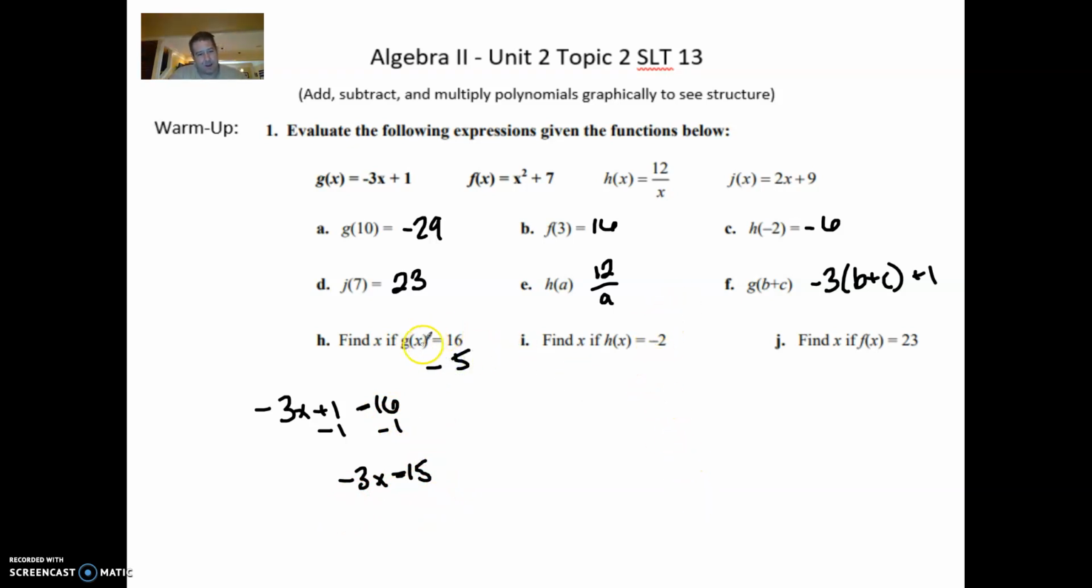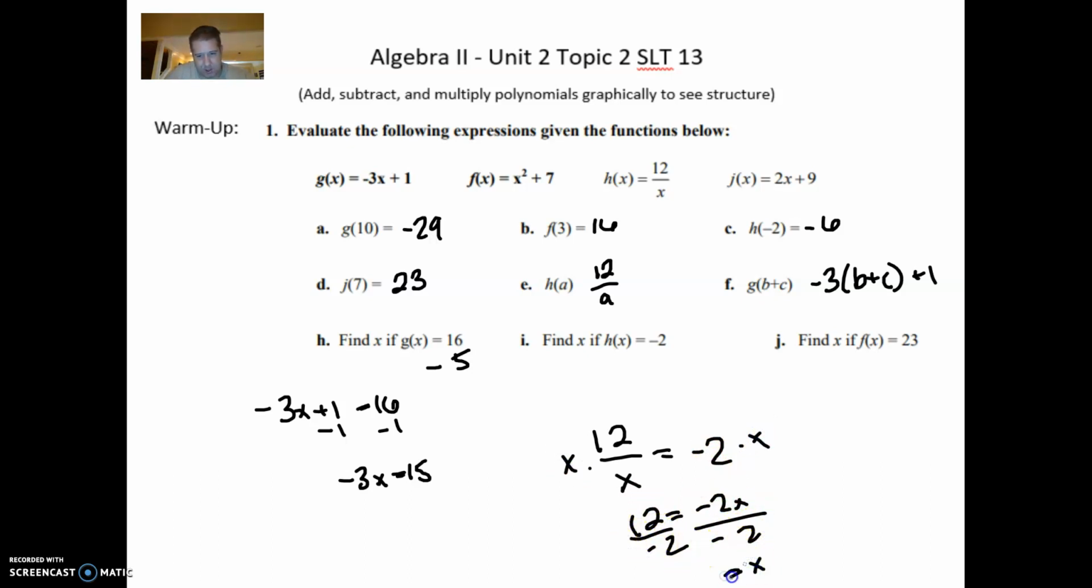So x would have to be negative 5 in the g of x function in order to get an answer of 16. Same thing here: find x if h of x is negative 2, so that's 12 divided by something equals negative 2. An easy way of doing this is to multiply both sides by x, and that gives you 12 equals negative 2x. Divide both sides by negative 2, and there are other ways you could have done this question. These cancel out, and you're left with negative 6. So x equals negative 6.